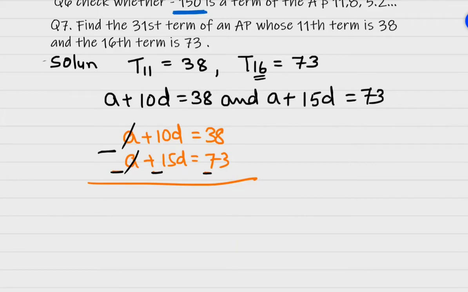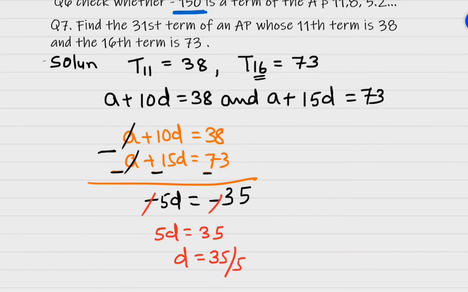Now see, A minus A will be 0 here. 10D minus 15D will give you minus 5D equal to 38 minus 73. The answer will come in minus. Now 13 minus 8 is 5. You are left with 6 here. 6 minus 3 is 3. Now again, children, you can cancel the minus sign. So you get 5D equal to 35 and your D is equal to 35 by 5, which is nothing but 7. D is equal to 7.